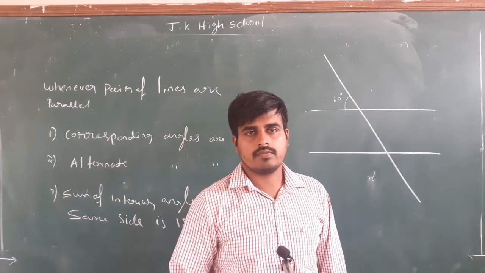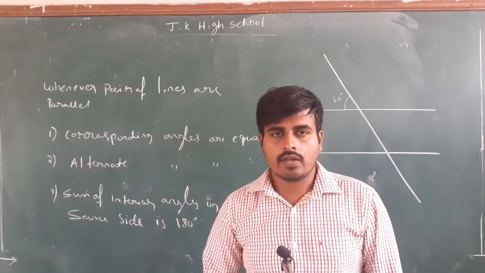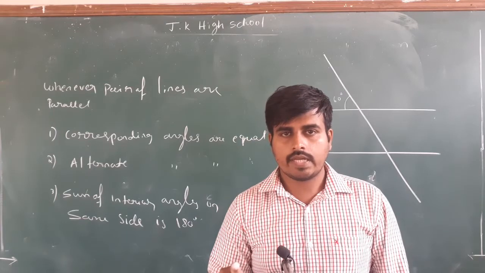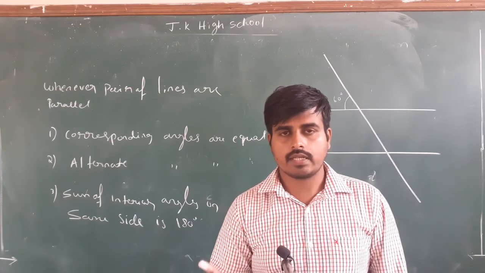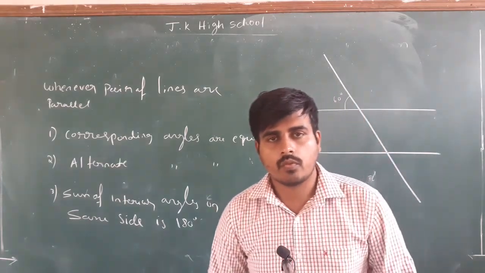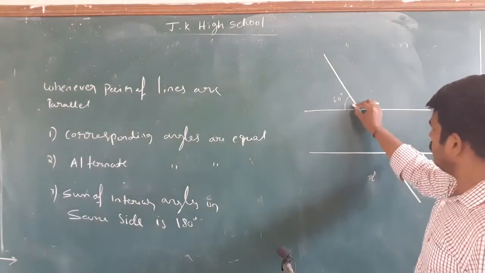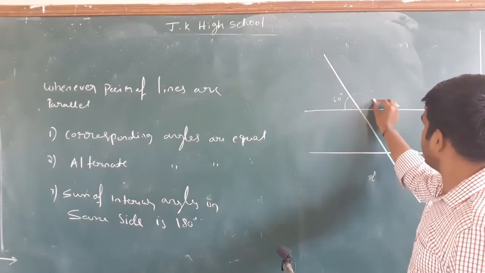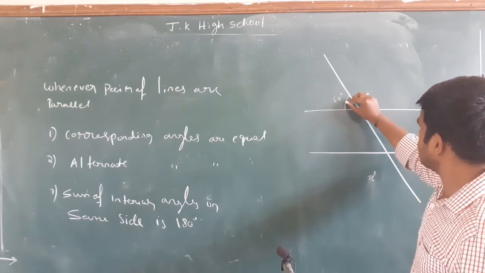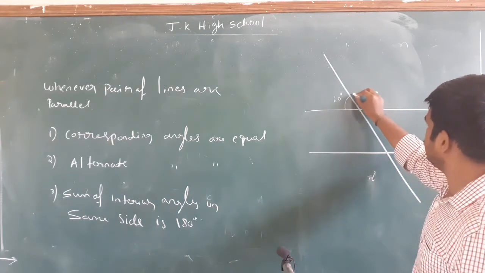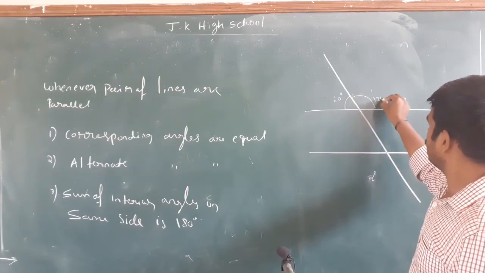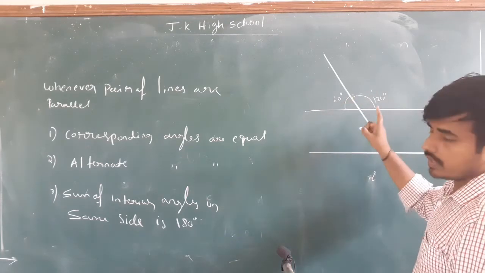You know many things. The straight line always measures 180, vertically opposite angles are equal, and you know that alternate angles are equal and corresponding angles are equal whenever a pair of lines are parallel. Applying all those rules, I am going to calculate. If this is 60, this whole thing must be 180. So this is going to be 120, because the complete thing must be equal to 180.